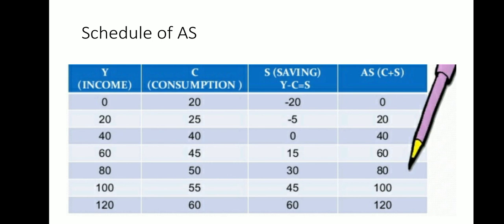As a result, AS equals C plus S. When Y is 20, consumption is 25, saving becomes negative and AS becomes 20. Now with the rise in income, you can see that saving is also increasing. Initially it was negative and then it turned positive.